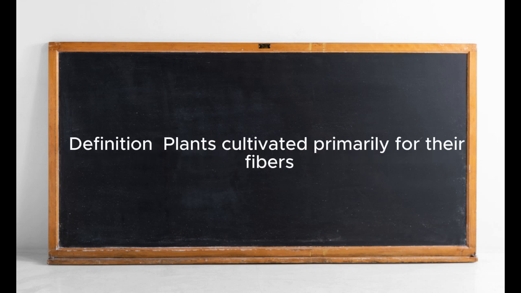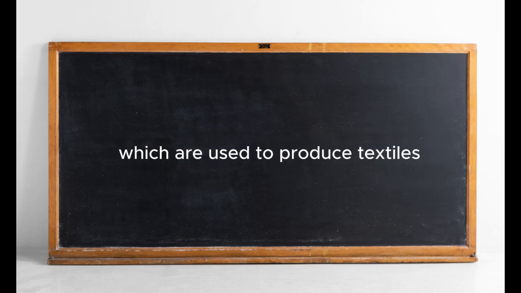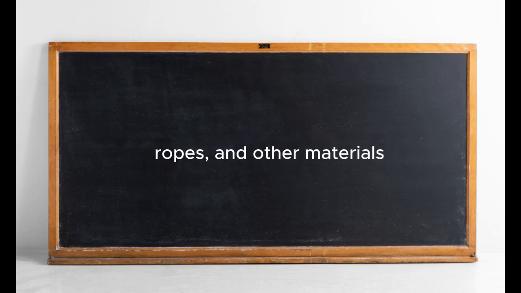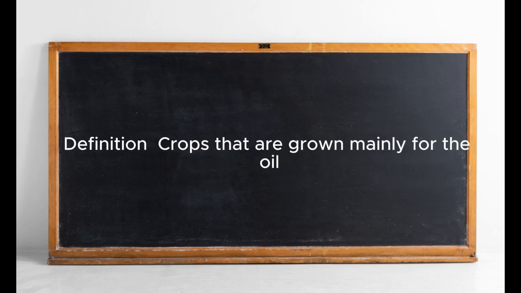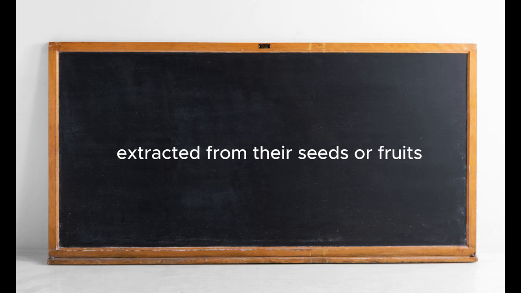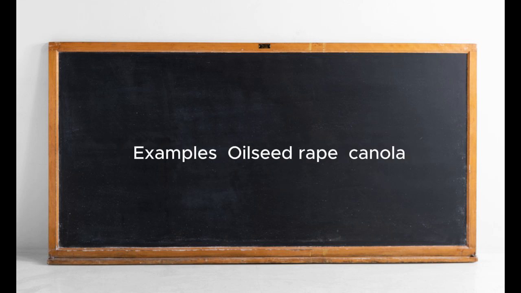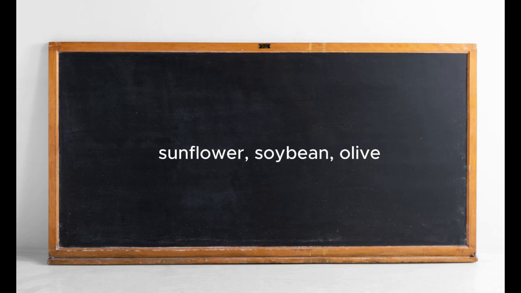Fiber crops definition. Plants cultivated primarily for their fibers, which are used to produce textiles, ropes, and other materials. Examples: cotton, flax, hemp, and jute. Oil crops definition. Crops that are grown mainly for the oil extracted from their seeds or fruits. Examples: oilseed rape, sunflower, soybean, olive, and peanut. Uses: oils for cooking, industrial applications, and sometimes for biofuel.